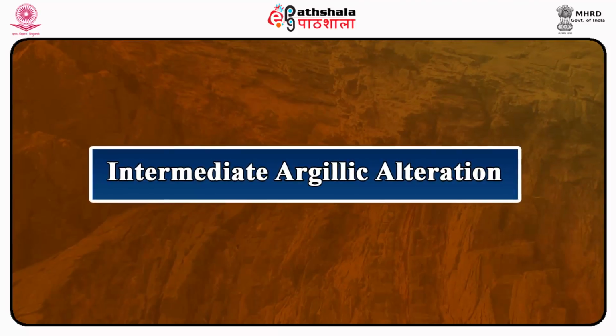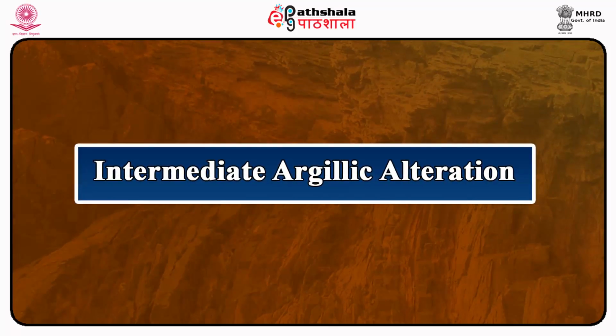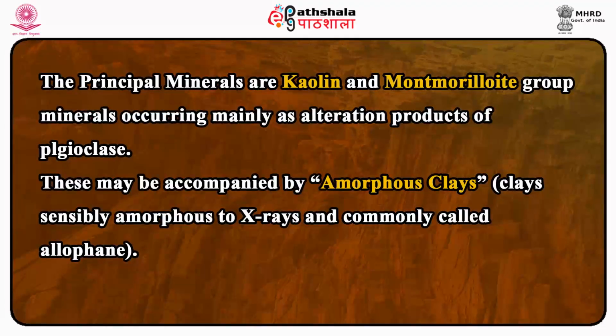The next, intermediate argillic alteration. It was formerly known as argillic alteration and given its present name by Hemley and Jones in the year 1964 to avoid any confusion with advanced argillic alteration. The principal minerals are kaolin and montmorillonite group minerals, occurring mainly as alteration products of plagioclase. These may be accompanied by amorphous clays, clays amorphous to X-rays and commonly called allophane.